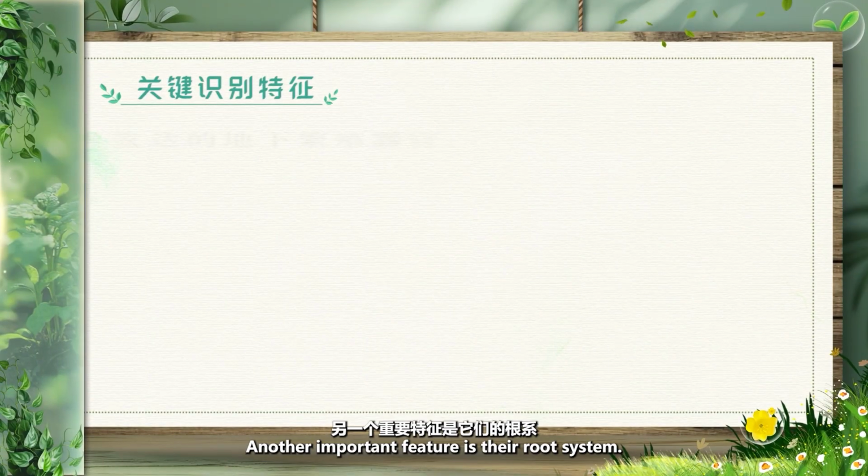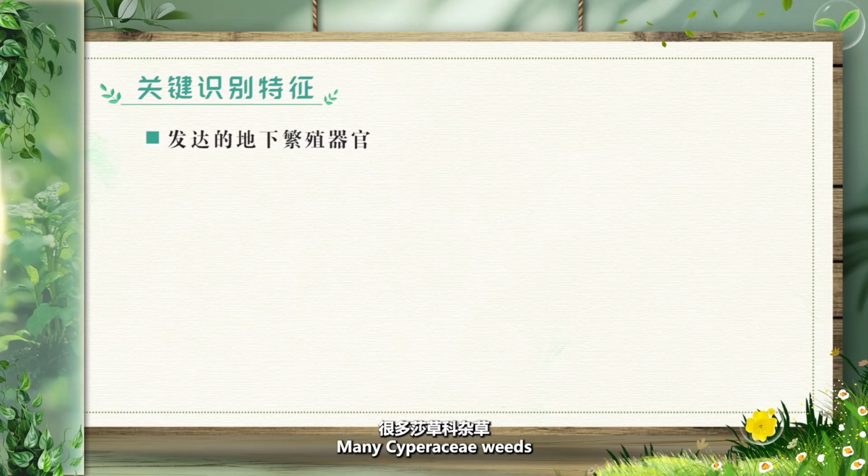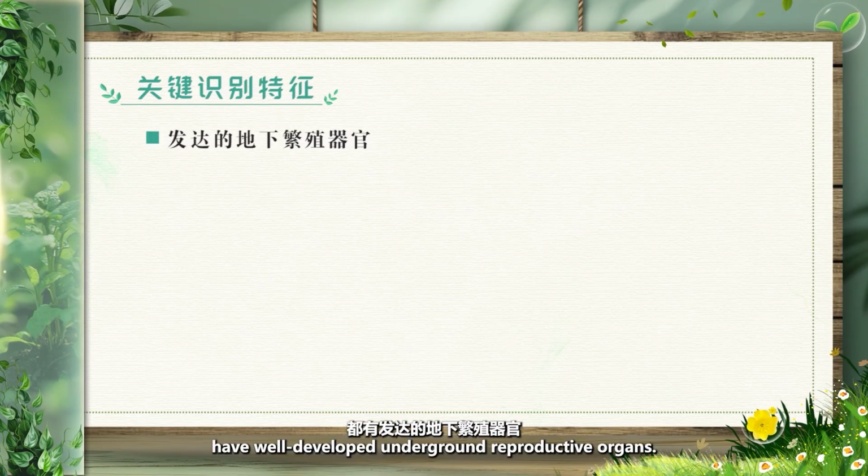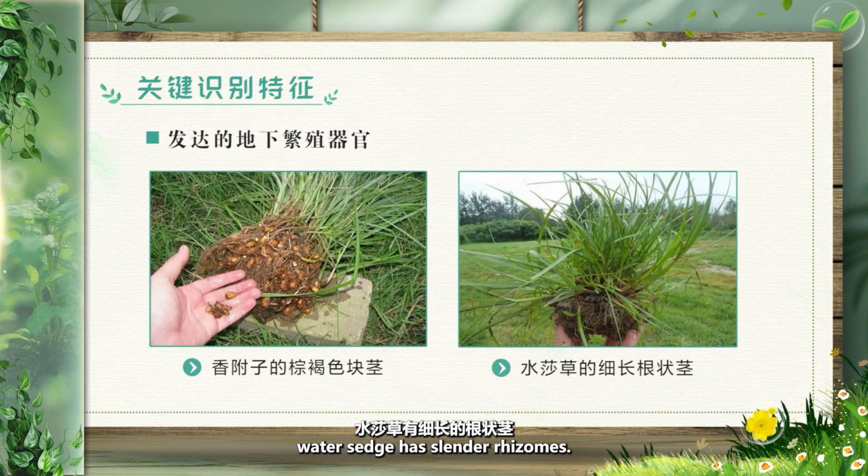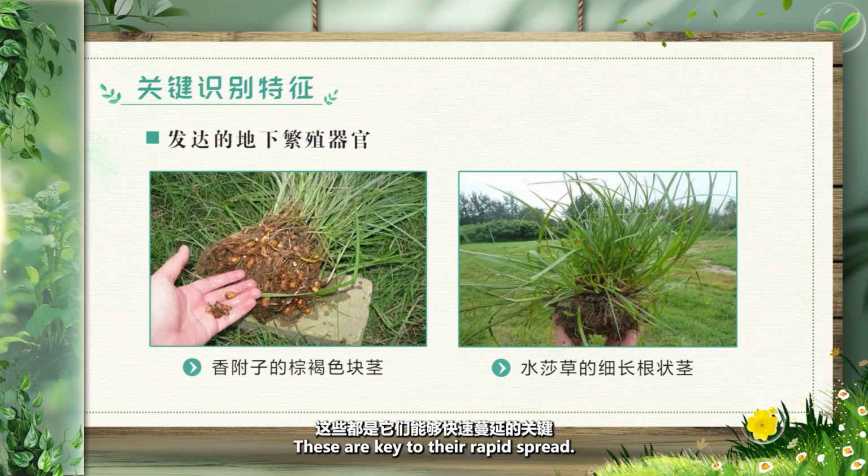Another important feature is their root system. Many Cyperaceae weeds have well-developed underground reproductive organs. Like purple nutgrass has brown tubers. Water sedge has slender rhizomes. These are key to their rapid spread.